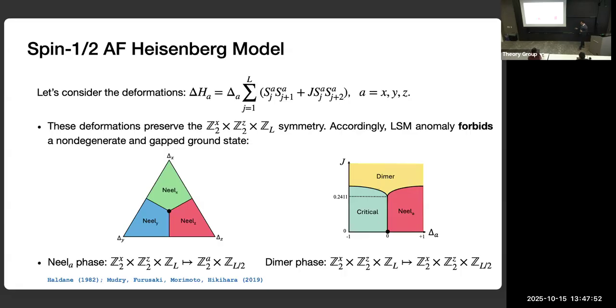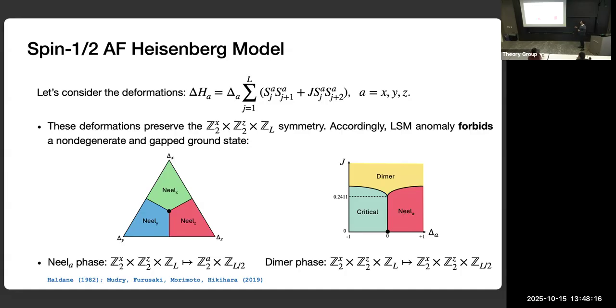Because when you add anisotropy, you essentially make the system more Ising-like. They always break the internal symmetry group down to some Z2, together with breaking the translation. Here I implicitly assume that the lattice system size is even, so the translation is also broken by one site.